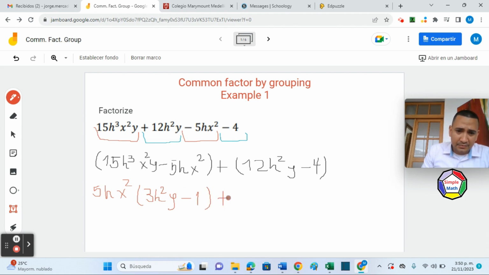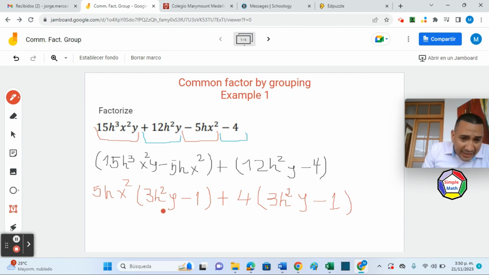Plus, which is the common factor here? Well, the common factor here is 4 because there is not a letter that is repeated. So the common factor is 4. I open my parentheses, 12 divided by 4 is 3, h exponent 2, we repeat it. Imagine this is a 2. Y, we repeat the y. And 4 divided by 4 is 1. So we write minus 1, because we keep the sign.